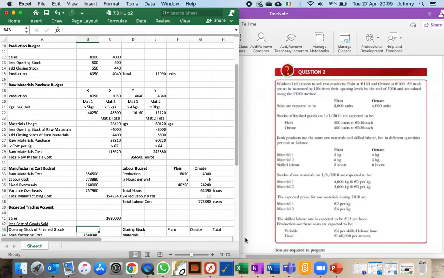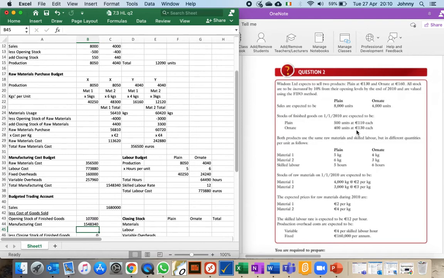Now the opening stock of finished goods, and that's, we'll go back to the question. We have 500 units, 110, and 400 units, 130. So multiply, or I'll add those two together. So I have 500 multiplied by 110 plus 400 multiplied by 130. So that's my opening stock.